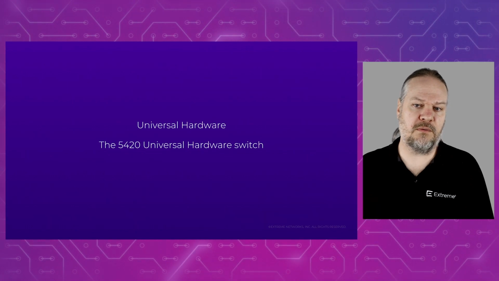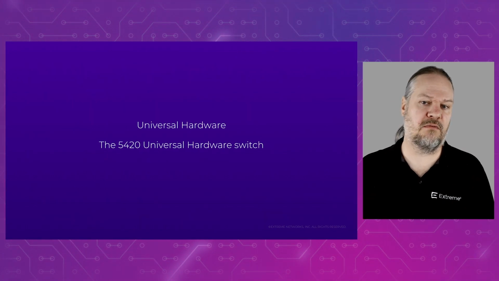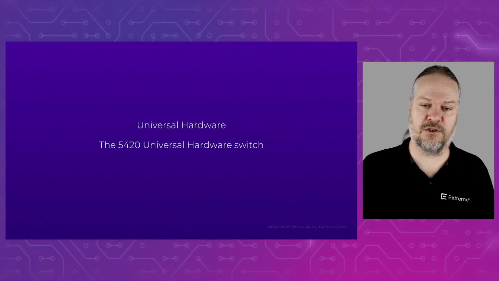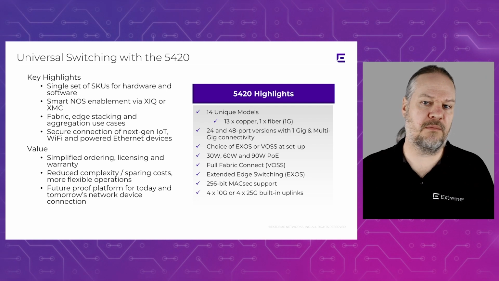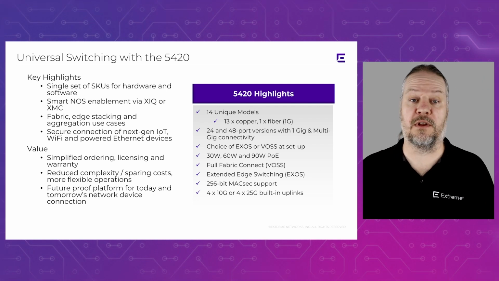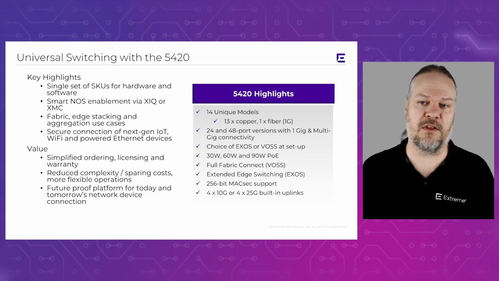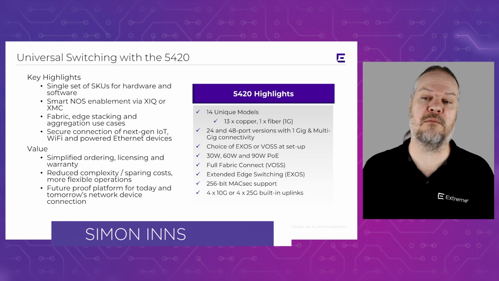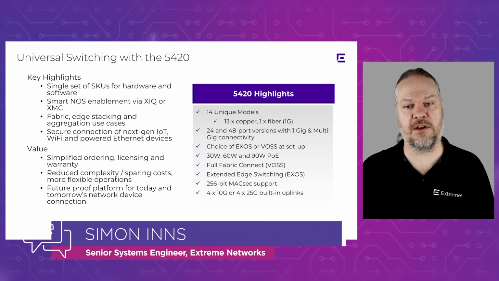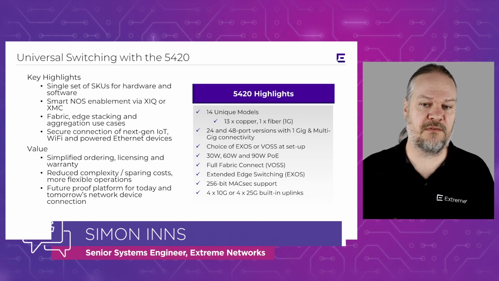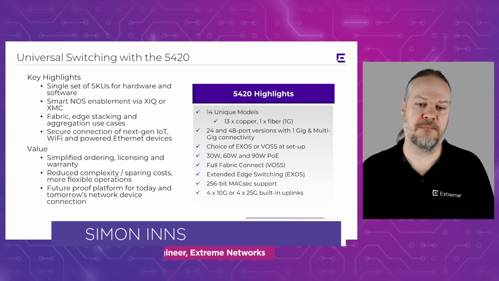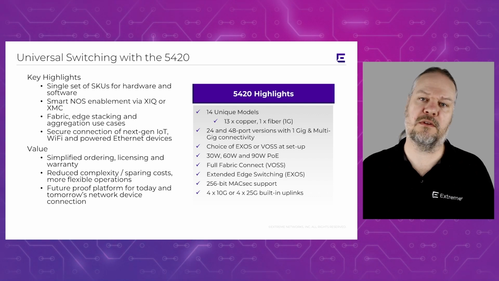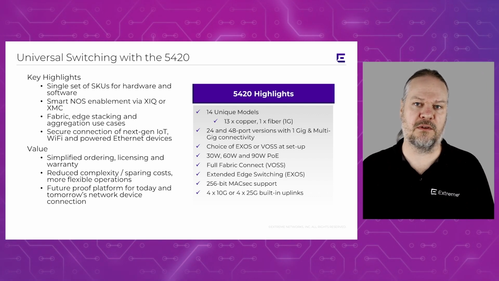So, as we've covered much of the universal hardware benefits already, let's take a bit of a quicker look at the 5420 universal hardware switch. Unsurprisingly, most of the high-level benefits are similar to the 5520, as they're driven by the universal hardware concept. However, the 5420 provides 14 unique models and supports a range of copper configurations as well as a fiber version. There's various PoE and uplink options as well. The available 5420 models are split into 2 main variants, the M models and the F models. So let's take a look at those in more detail.